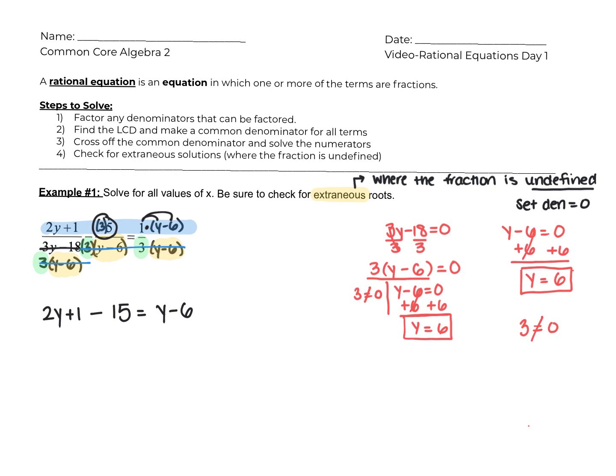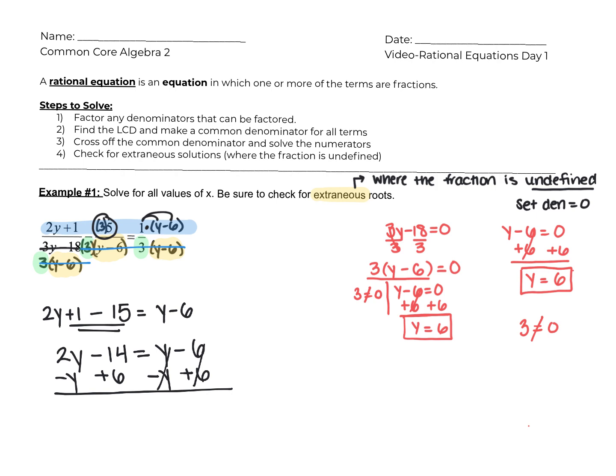And now the goal is going to be to solve. I like to set it equal to 0 and factor. So first things first, let's combine these. 1 minus 15 is negative 14. And I'm going to set it equal to 0. So I'm going to subtract the y on both sides and add the 6.